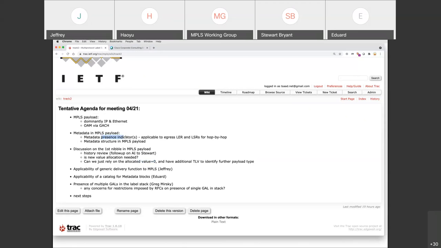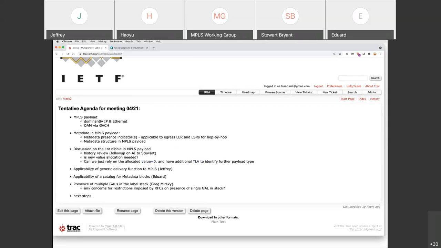Exactly. So if we have an indicator, as was mentioned, that I am carrying something after the MPLS header, and the first nibble is 0, then we can extend the payload, and we can define a new TLV if we need it. Right. So I think we are getting into the solutions. So maybe we can talk about those solutions specifically later. Yeah, there are lots and lots of solutions, agreed. I'll back out on the solution. Okay.